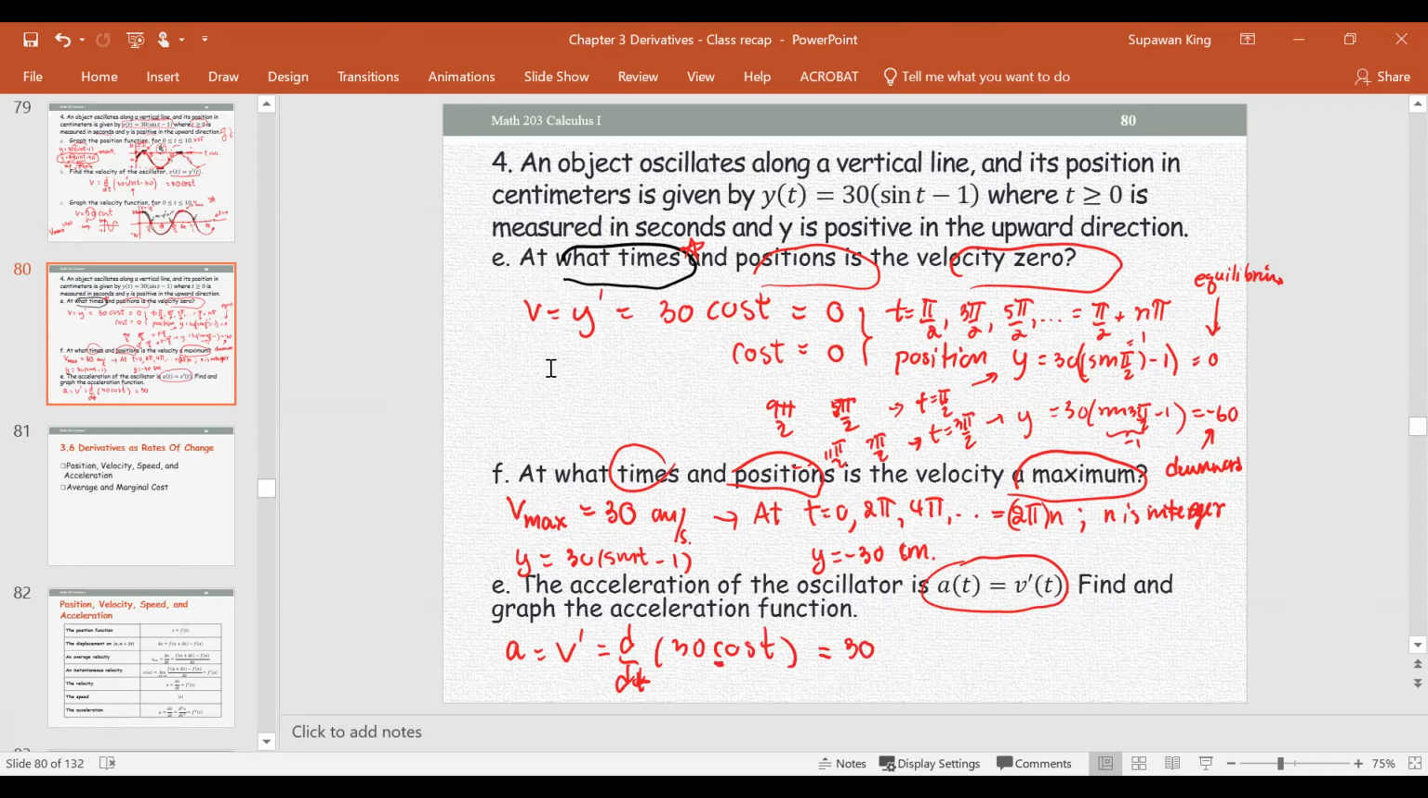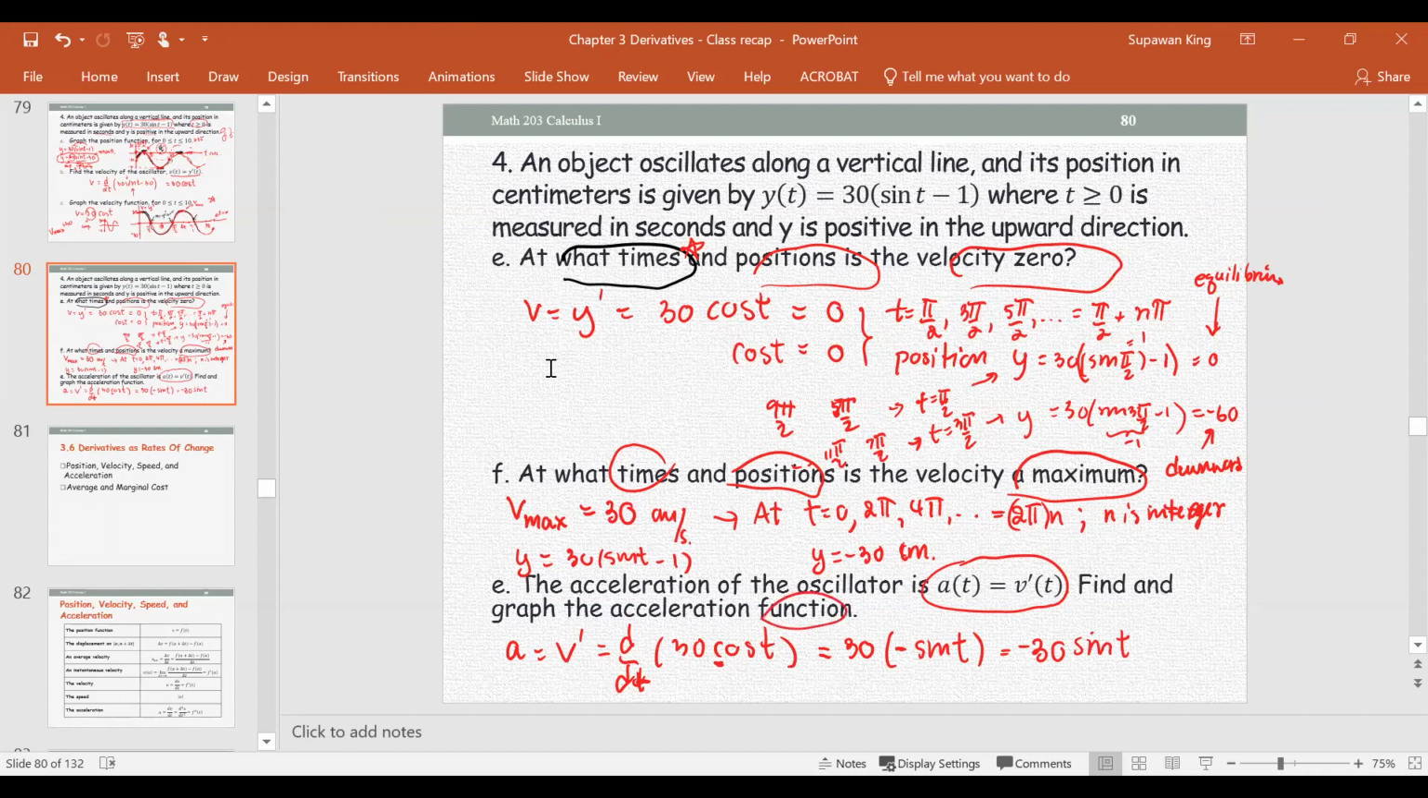Now we find the derivative of the function. Since it begins with a c, it is going to be negative. Cosine and sine are a pair. So it's going to be sine of t, and simplify to negative 30 times sine of t. This is the acceleration function based on the same position function.